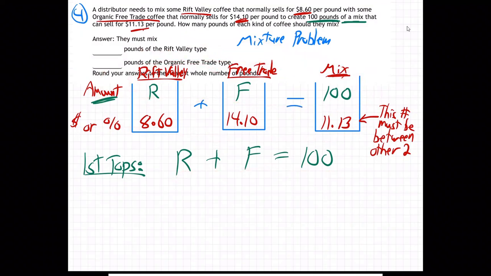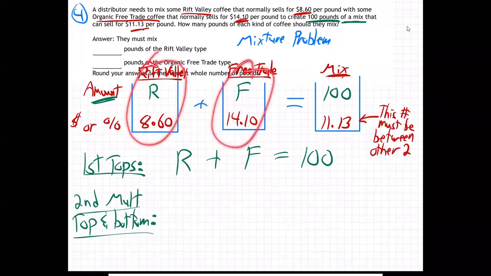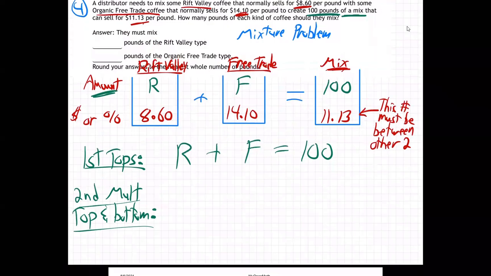And then the second equation comes from multiplying top and bottom. Now you might have thought, well, it's just the bottoms, but it can't be just the bottoms because those are just numbers. We don't even have any letters involved. No, the second equation is multiply top and bottom, multiply top and bottom, multiply top and bottom.